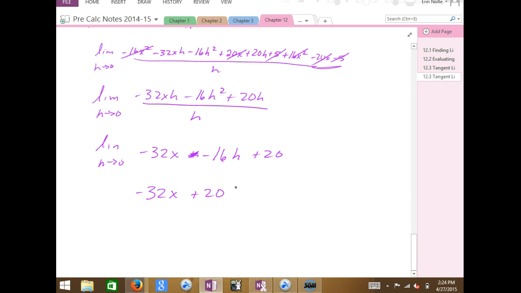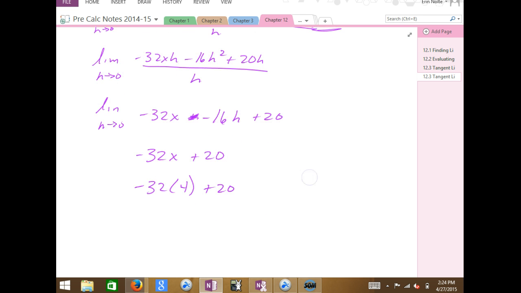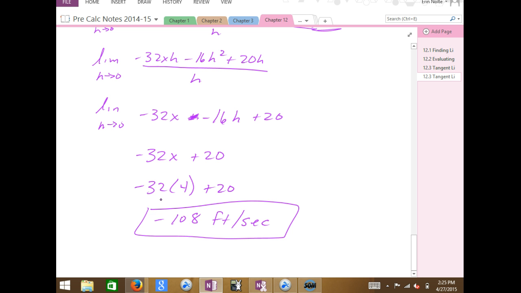Okay, so my original was 4, right? So then if I plug 4 into that, what's negative 32 times 4? Negative 128. Plus 20, so negative 108. Negative 108 feet per second. So that is exactly how fast my tennis ball would be traveling.